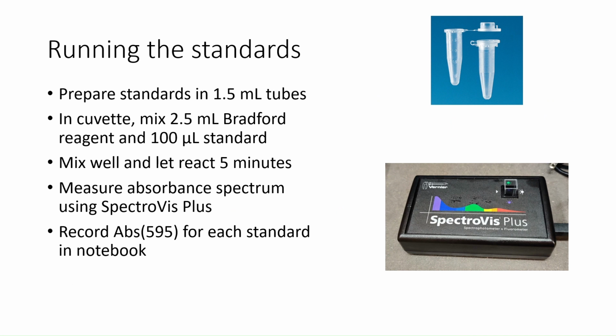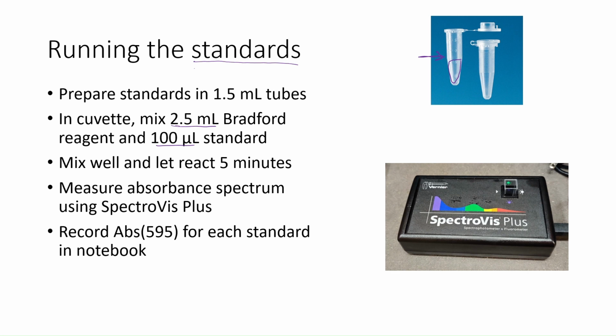So let's talk a little bit about how you'll actually run all of your samples. First you'll run your standards, and to do this you'll prepare the standards in 1.5 ml tubes, which look like this. They're little microcentrifuge tubes that have a plastic cap that snaps on. In this case we'll be making about 500 microliters of your standard, so you'll have plenty of space in the tube to do this. Of that 500 microliters, you'll use 100 microliters, and then you'll mix that with 2.5 milliliters of the Bradford reagent.